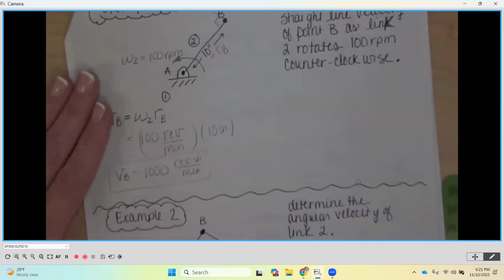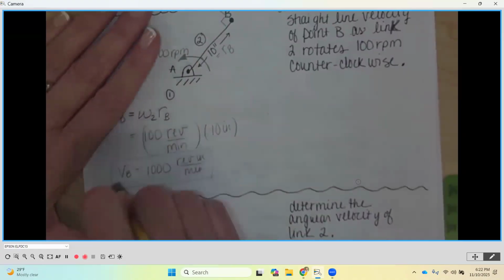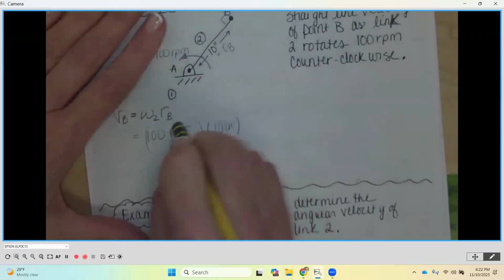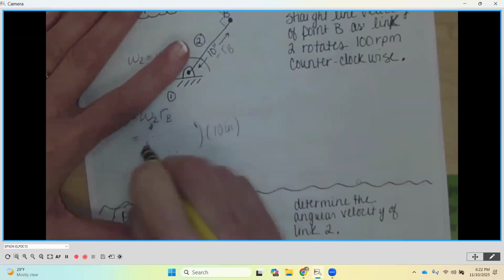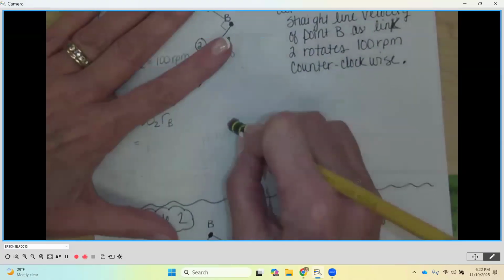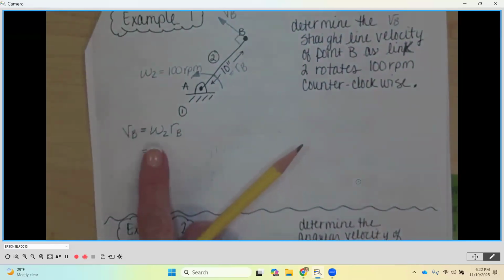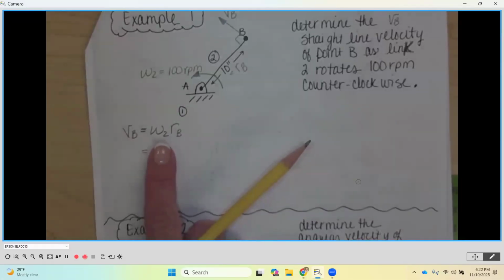So we cannot, and I did this on purpose. We're going to erase these 2 lines here because we cannot use revolutions per minute in this equation. In and out of this equation, if we're solving for W out of this equation, we're going to get radians per second. If we're using it in the equation, we've got to put it in radians per second.